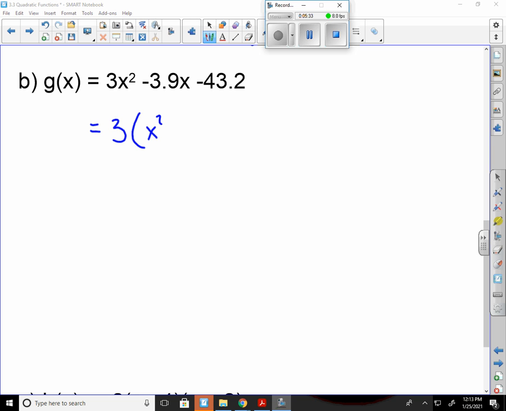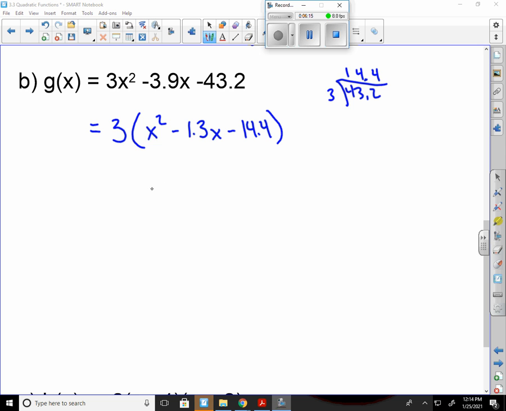That leaves me with just x squared minus 1.3x, and then minus 14.4. So now I have the 3 out in front times this polynomial form. And so I have to find my zeros for this to put it in x-intercept form.